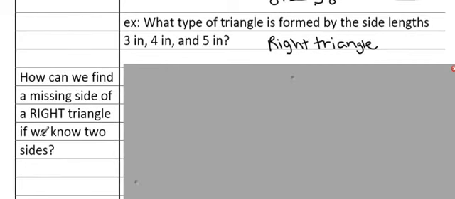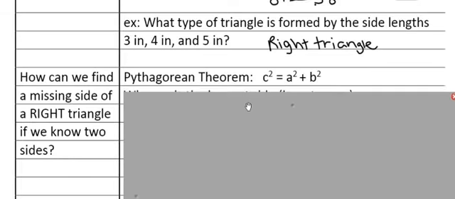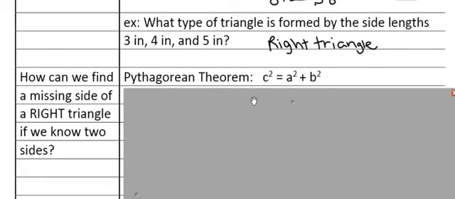So now, what if we're given two sides of just a right triangle? If we know that c squared equals a squared plus b squared, where a and b represent the side lengths of a right triangle and c represents the longest side of a right triangle, how can we find a missing side if we know two of the sides? Well, we use Pythagorean theorem.